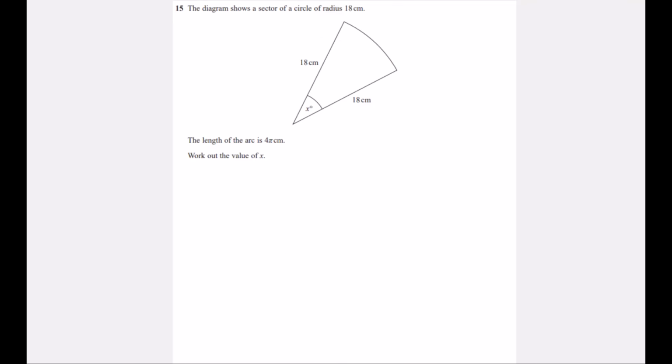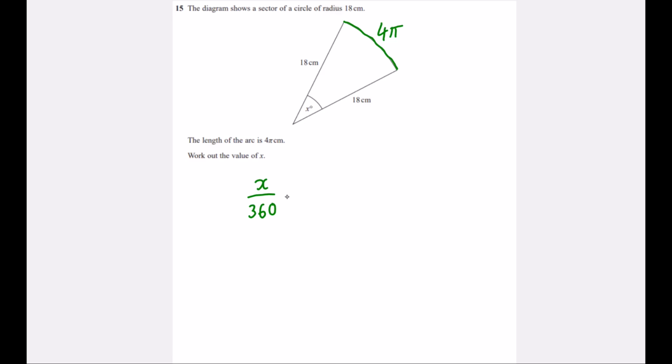Question 15. The diagram shows a sector of a circle, radius 18. The length of the arc, so the arc is this bit here. It's part of the circumference of the circle, and that's 4 pi centimeters. Work out the value of x, work out the angle. So we know the arc length can be written as what fraction of the circle have we got? So the angle out of 360, that's the fraction. I shouldn't have put theta there, I should have put x, because x is the angle. So that's the fraction of the circle we've got.